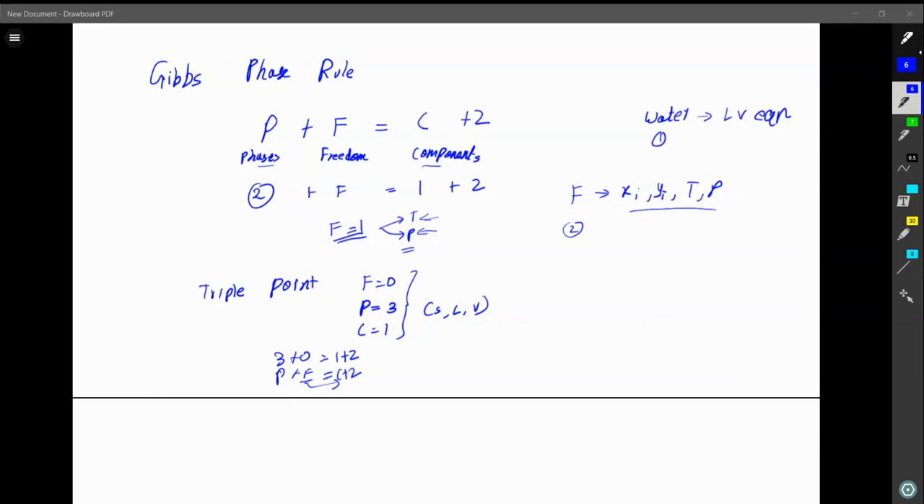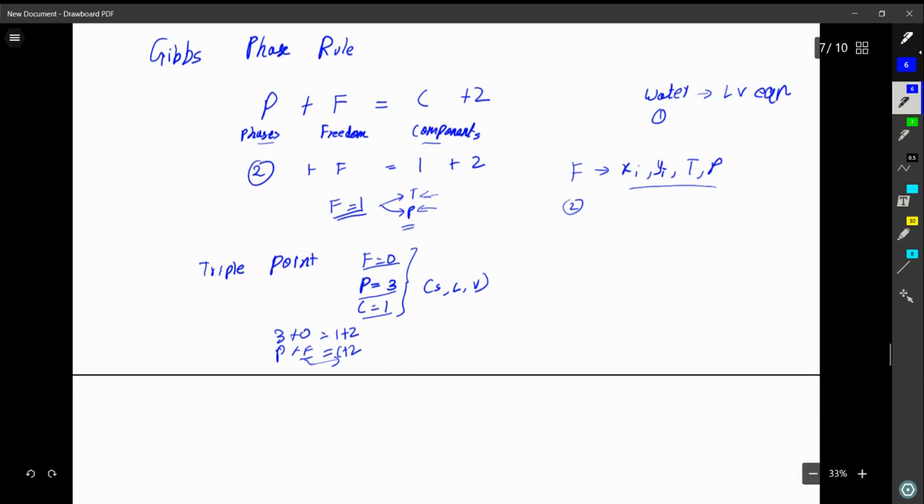Yeah, so I'm back. As I said, you don't have any freedom at the triple point. At the triple point, F is 0, the number of phases is 3 (solid, liquid, vapor), and there is only one component, water. Put that in and you get P plus F equals C plus 2. If you change any of the numbers, the equation will not be satisfied. So I think that's a good way of remembering the Gibbs phase rule.